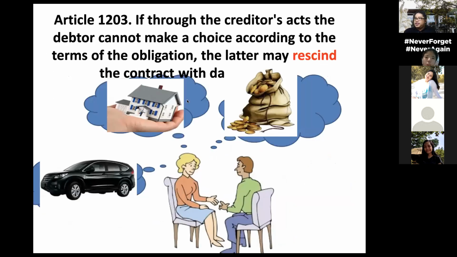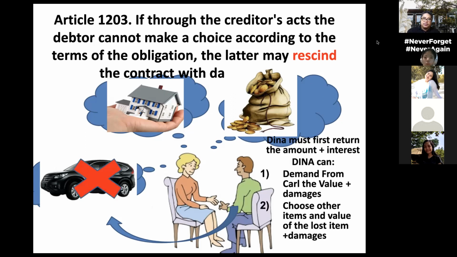Article 1203: if through the creditor's act, the debtor cannot make a choice according to the terms of the obligation, the latter may rescind or cancel the contract. He may rescind or cancel the contract. So say for instance, if through the creditor's act, the creditor borrowed the car and crashed it, or in some ways he has affected to deteriorate the value of that first choice, then the debtor is given the right to actually cancel the contract if he needs to.